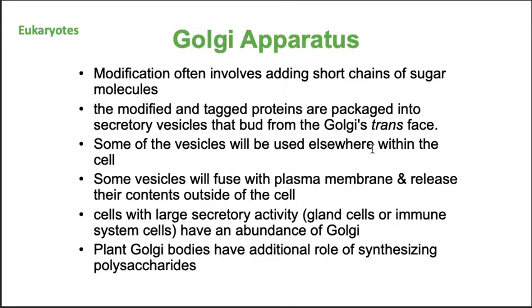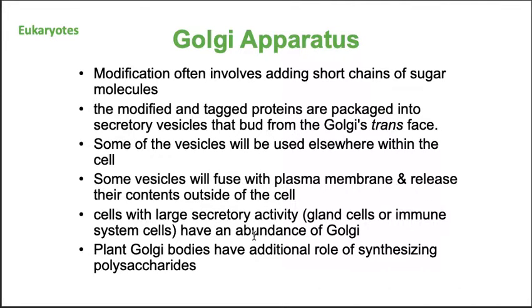Some of the vesicles will be used elsewhere within the cell, and then others will fuse with the plasma membrane and be released from the cell and be delivered to other parts of the organism. Okay, cells with large secretory activity, like your glands, right? All of your glands are secreting hormones constantly to tell all the different parts of your body what to do. Or immune cells, they also have to secrete a lot of different substances to coordinate immune responses throughout the body.